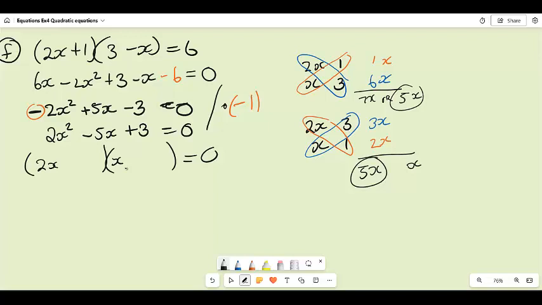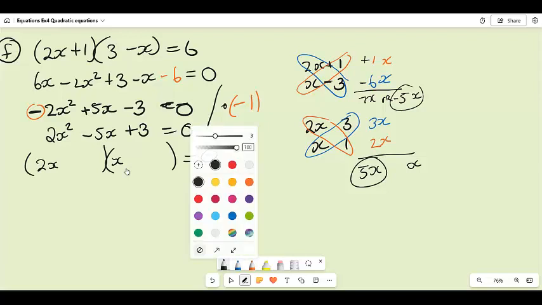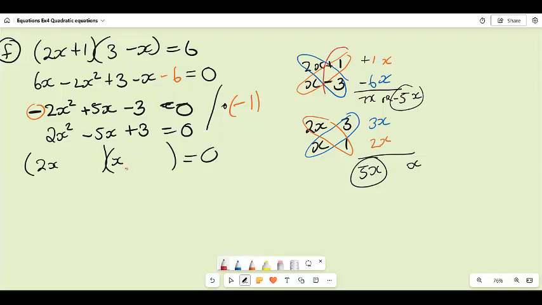To get negative 5x, I need negative 6 plus 1 gives me negative 5, which means that this must be negative and that must be positive. And then if I multiply this way, I get negative 3, which is wrong. I don't want negative 3, I want positive 3. So let's look at our second one. To get negative 5x, I need negative 2 and negative 3, which means both of them must be negative. And if I multiply this way, I get positive 3, which is correct.